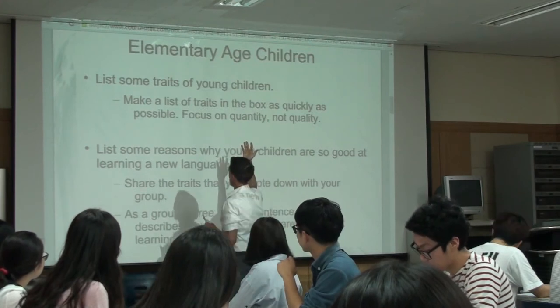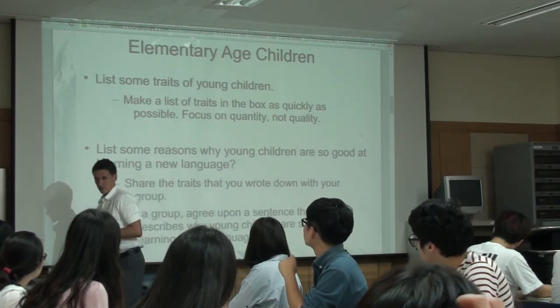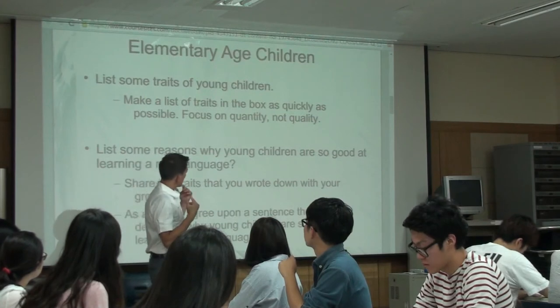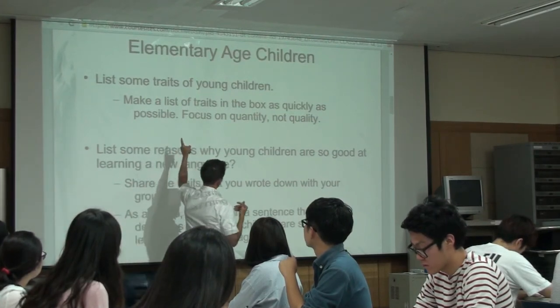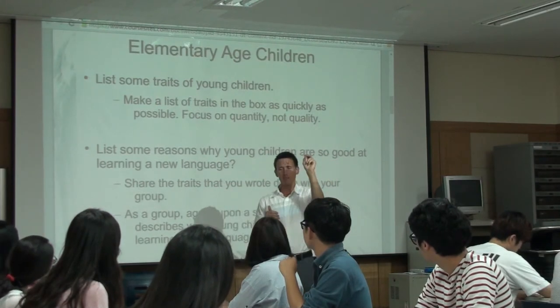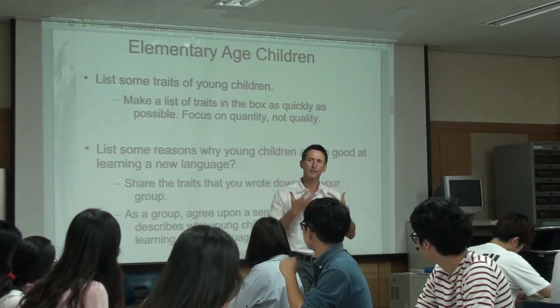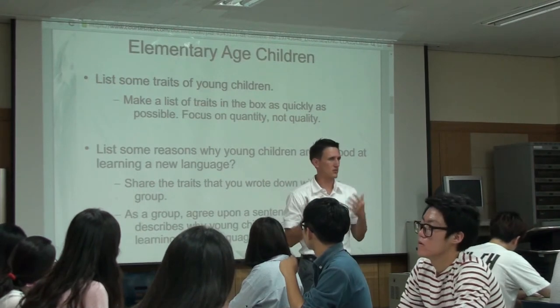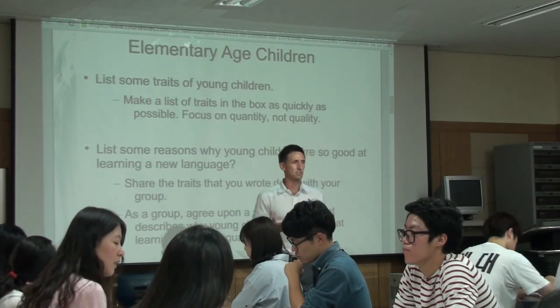So what I want you to think about for a moment is children. I want you to make a list of traits in the box. There's a box there. Let's just go for many, many traits. What are the traits of children? What are the characteristics of children? Listening.